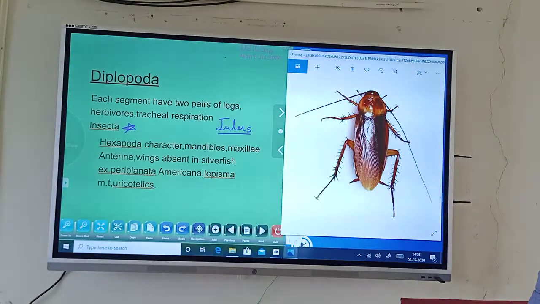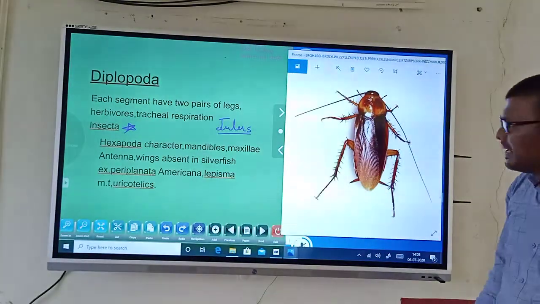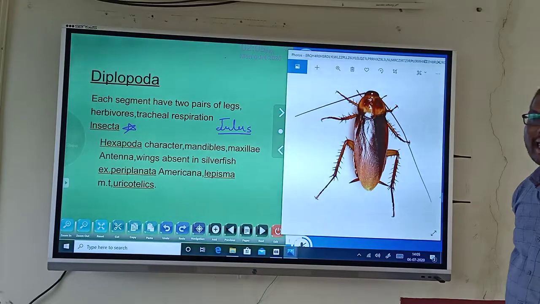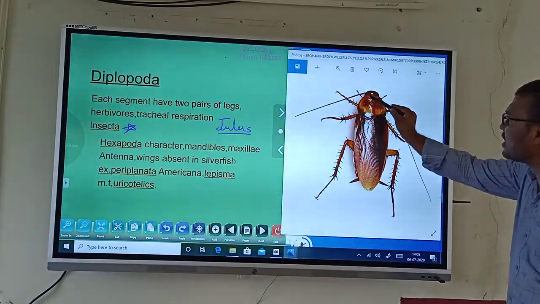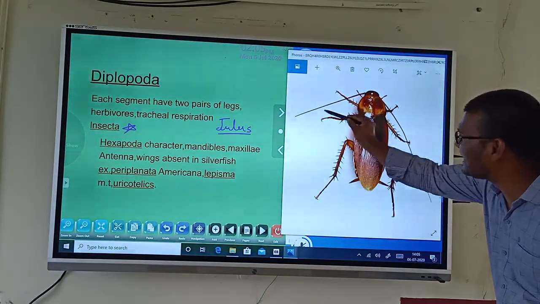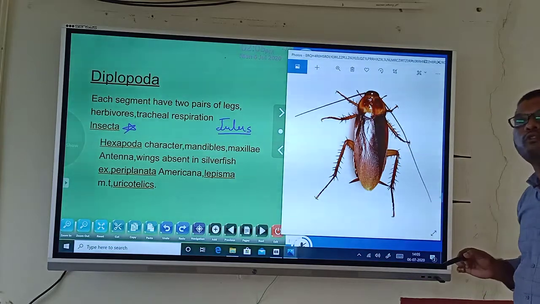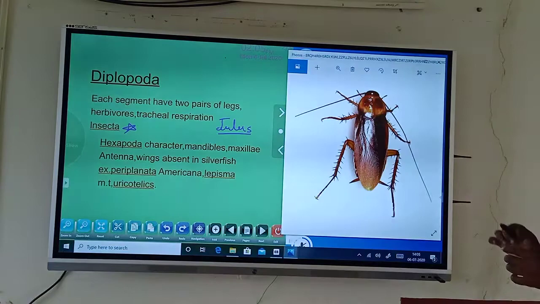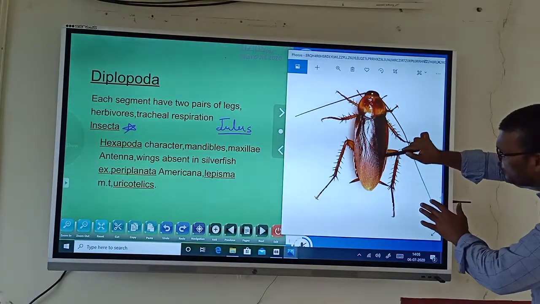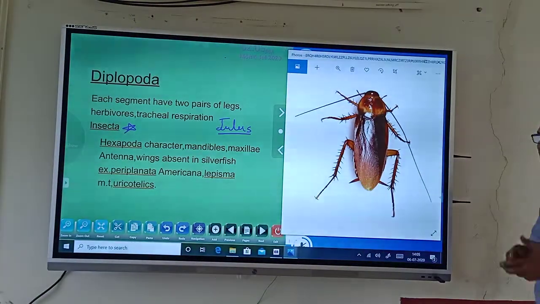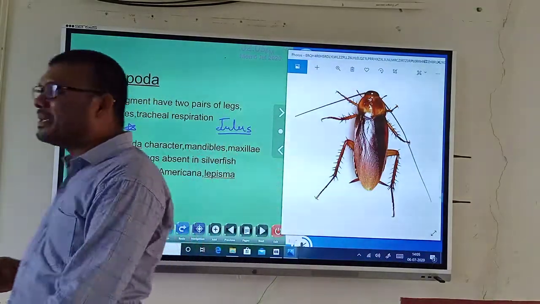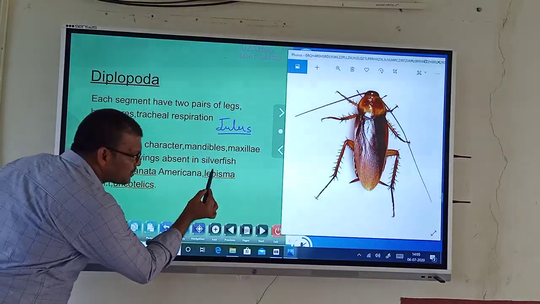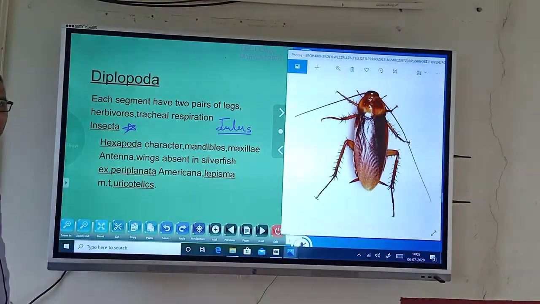And if you observe, these are the mandibles. These mandibles are used for cutting the food material. Beyond this, they have maxillae, and also see this one. This is called the antenna. It can identify the food material, and it is a sensory organ. And very important, they have two pairs of wings, except for Lepisma. Lepisma, I wrote here. Lepisma is commonly called silverfish.